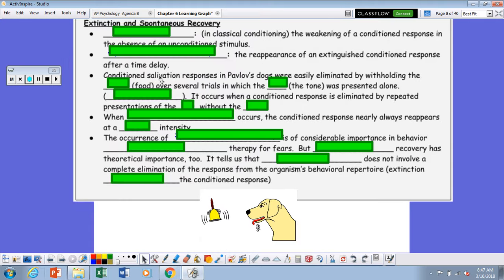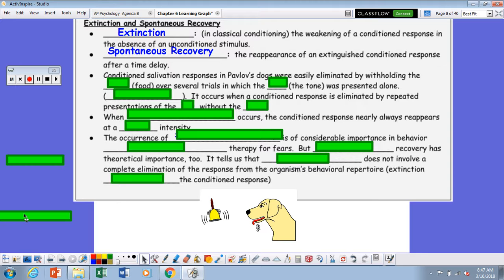With me so far? So, what happens as we do this over a period of time? We're going to talk a little bit about something known as extinction and spontaneous recovery. In classical conditioning, and just so you know, there is also extinction when we talk about operant conditioning, slightly different. So, when you see the term extinction, remember it may have a couple different meanings. But in the case of classical conditioning, extinction is the weakening of a conditioned response in the absence of the conditioned stimulus. Okay?